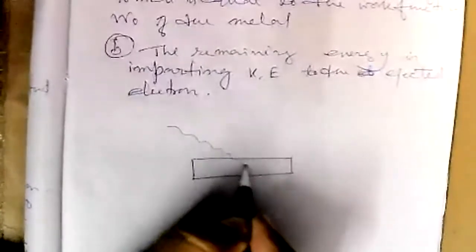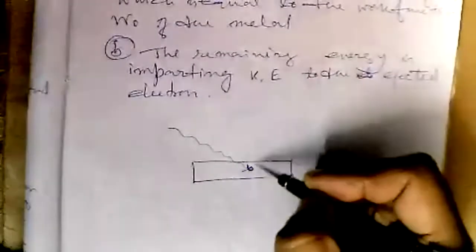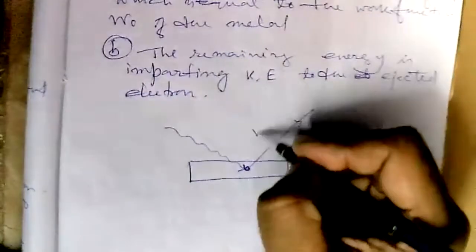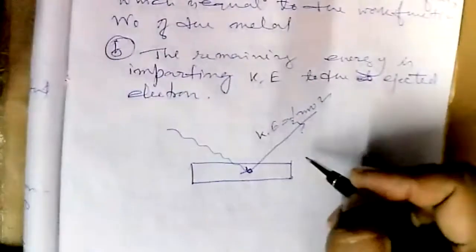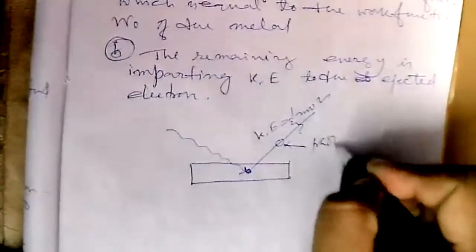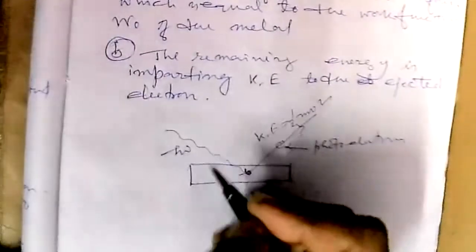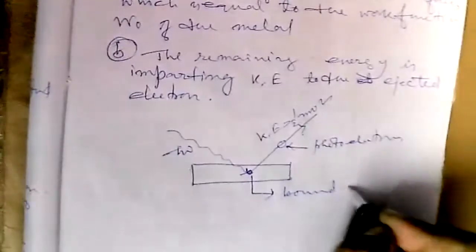So this is the metal. Some photon will be incident on the bound electron. The electron will come out with some energy and go in this direction. This is a photoelectron. This is h nu, the incident photon, and this is the bound electron.